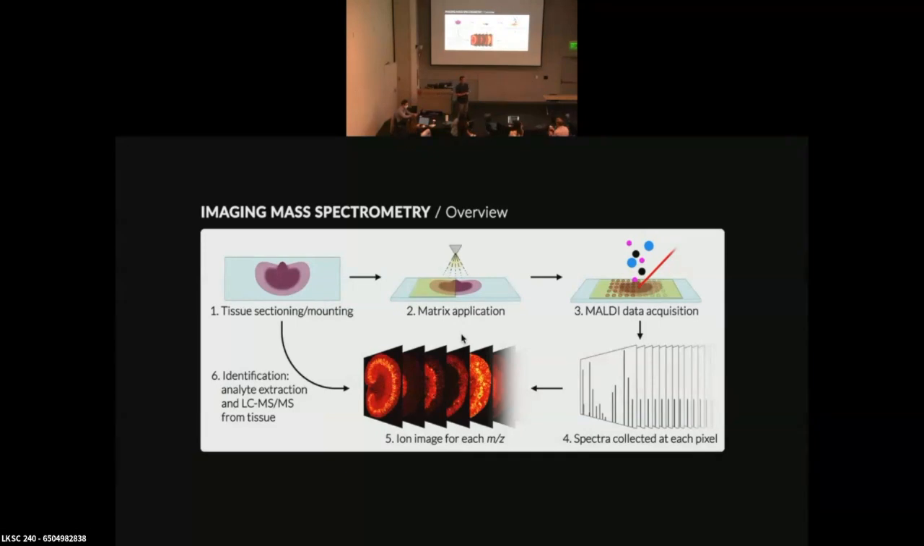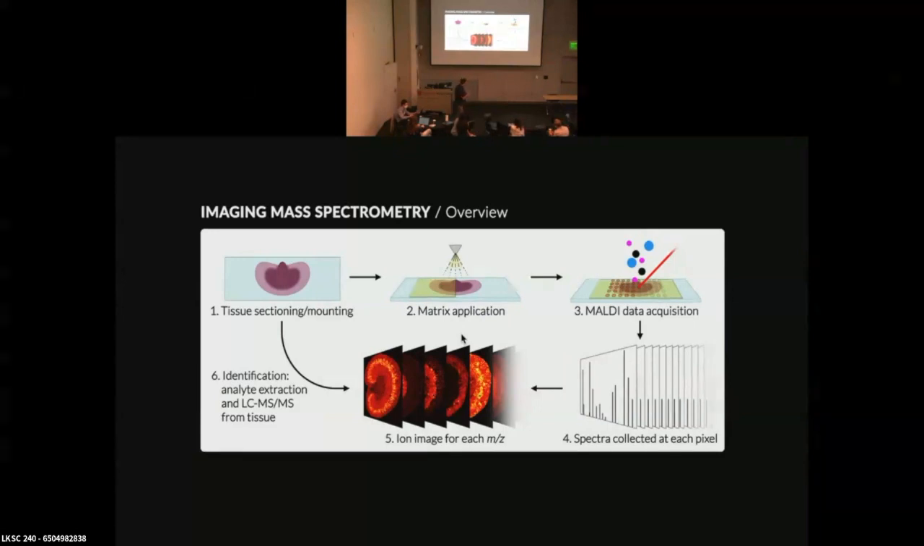So we start off with thin tissue sections, usually 5 to 10 microns in thickness. We tend to work with fresh frozen samples, so they're cryosectioned. Although you can work with fixed samples, I think you'll see examples of that later as well. Once the tissue is mounted onto the slide, we apply a chemical matrix. This matrix is chosen because it's going to absorb the wavelength of our laser very efficiently. And that molecule is going to help with desorption and ionization of the endogenous molecules.